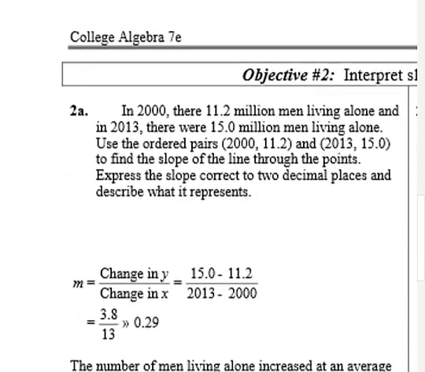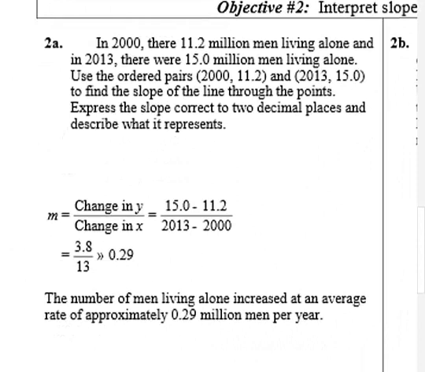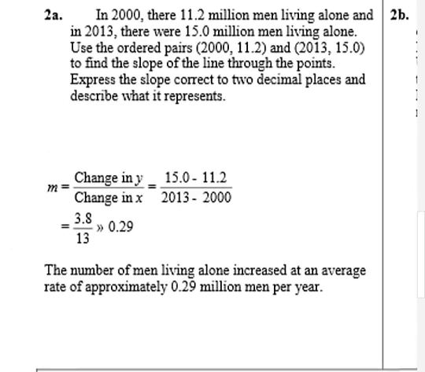Alright. So that sounds good. Now we're given another one of these fun ones where we have a real-life situation. But we're well-versed in that by this point, I think, from the previous section. Let's see, what do they say here? In the year 2000, there were 11.2 million men living alone, and in 2013, so 13 years later, there were 15.0 million men living alone. So use the ordered pairs. At least they gave us the ordered pairs. That's nice.